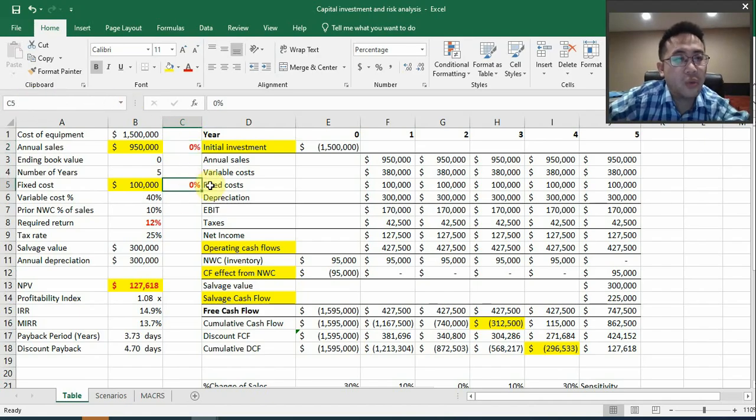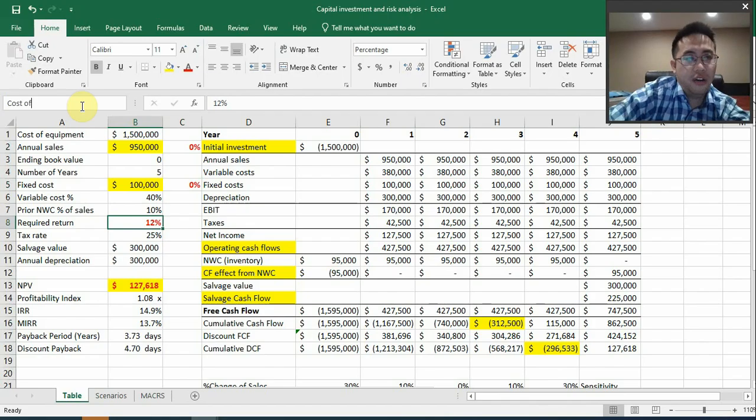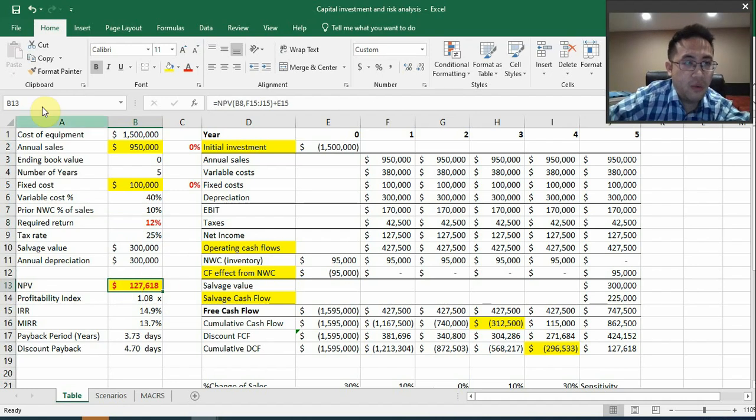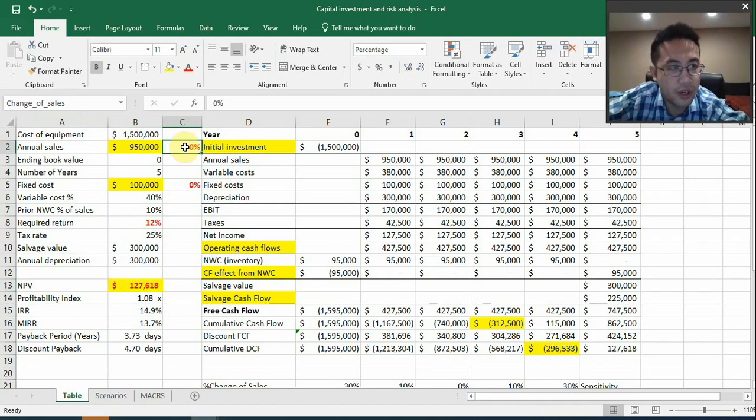For this one, I want to name it change underscore of fixed cost. Don't forget to use underscore. And for this one, I want to name it cost of capital. Don't forget to use underscore instead of a space. And for this NPV cell, I want to name it NPV. That's it. Now, as you can see, I have placed the names for these four cells.